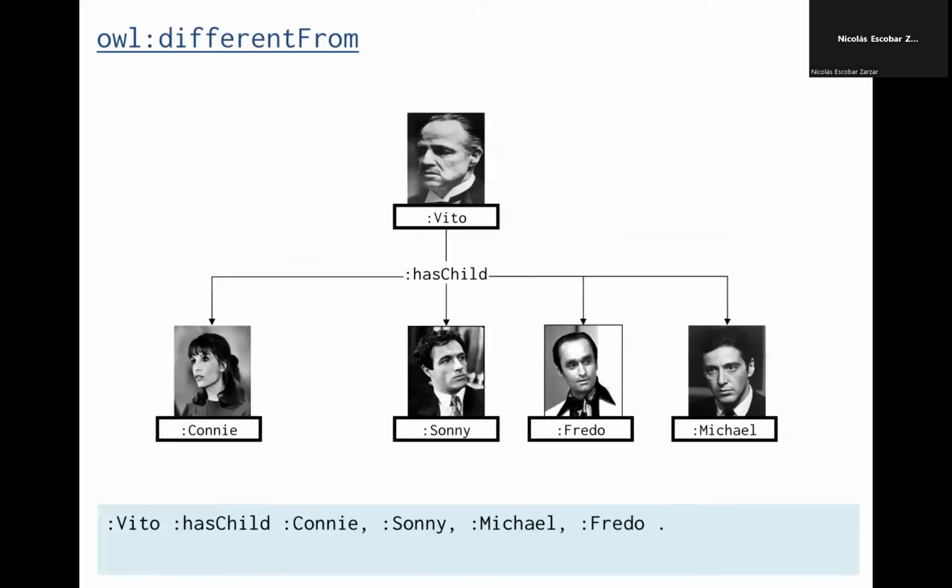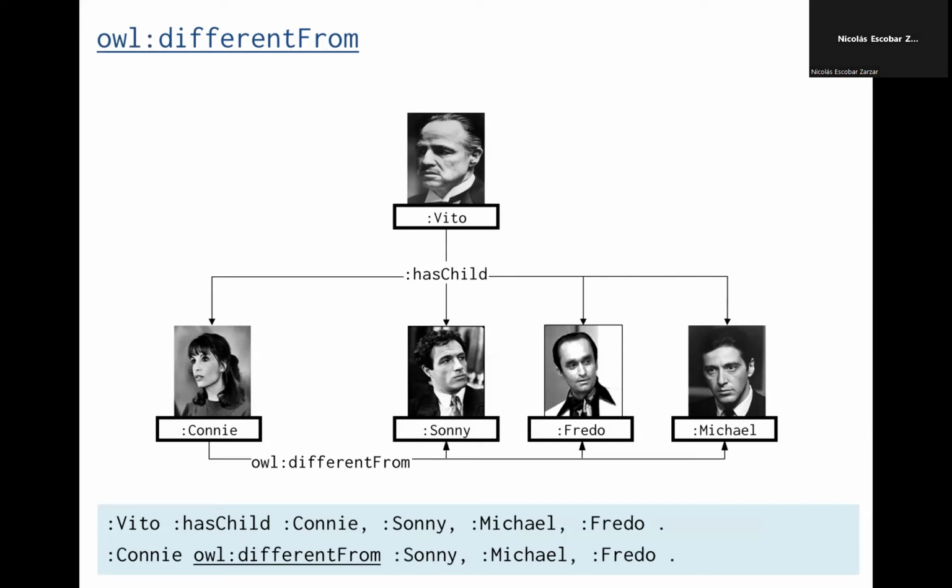So if we have same as, one might ask, what about saying that two things are different or distinct? So we have Vito here has child Connie, Sonny, Fredo, Michael. And what we're going to say is that Connie is different from Sonny, from Fredo, and from Michael, which we can state using the property different from. So Connie is different from Sonny, Connie is different from Fredo, Connie is different from Michael.